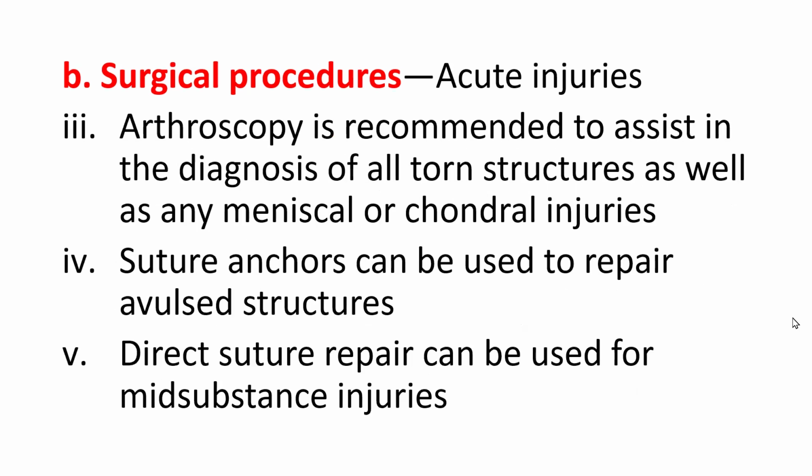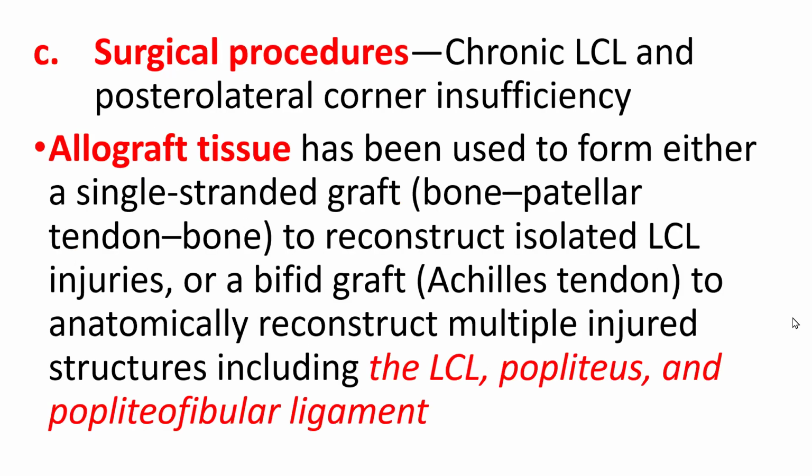Surgical procedures, acute injuries: arthroscopy is recommended to assist in the diagnosis of all torn structures as well as many meniscal or chondral injuries. Suture anchors can be used to repair avulsed structures. Direct suture repair can be used for mid-substance injury. Surgical procedures, chronic LCL and posterolateral corner insufficiency: you can use allograft. It has been used to form either a single-stranded graft, a bone patella tendon bone, to reconstruct isolated LCL injuries, or a bifid graft, such as the Achilles tendon, to anatomically reconstruct multiple injured structures, including the LCL, the popliteus, and popliteofibular ligament.